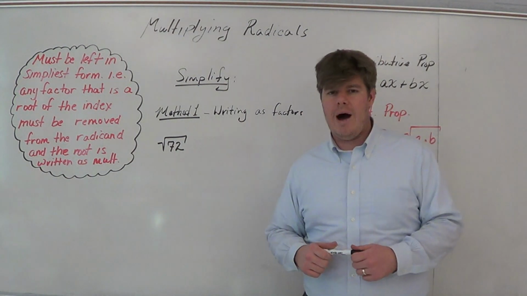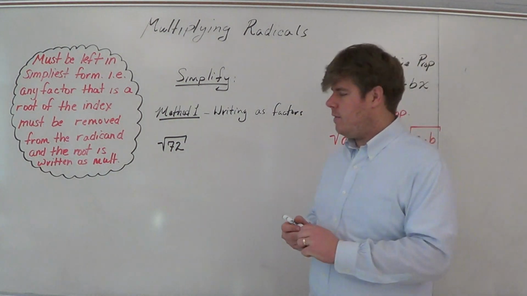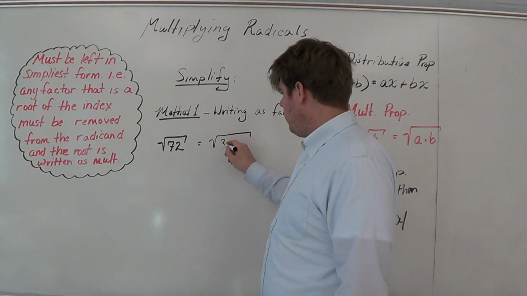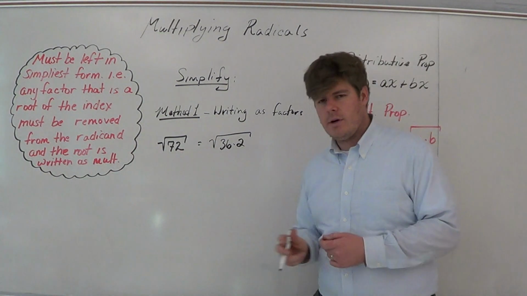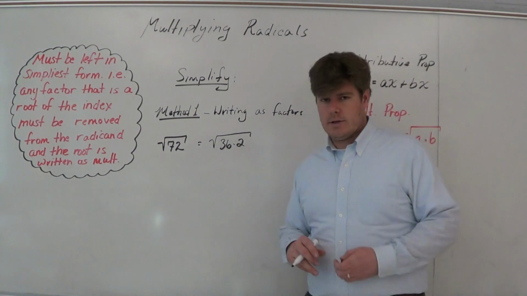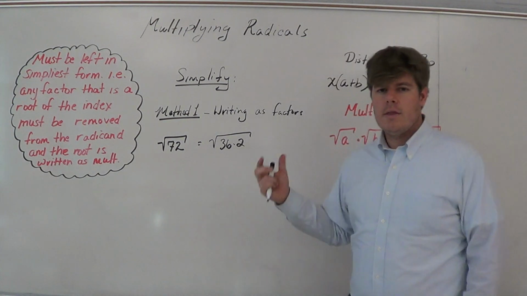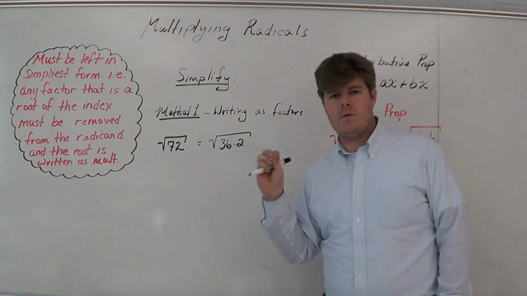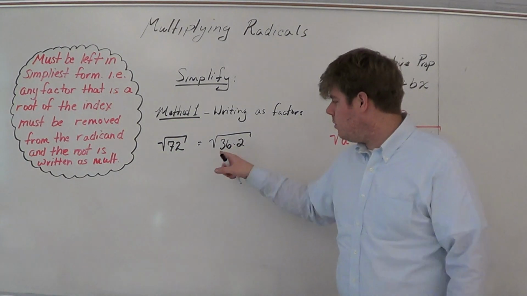Well, 72 I know is 36 times 2. So I'm going to rewrite this. So this is going to be equivalent to the square root of 36 times 2. Now notice I haven't changed the value underneath the radicand. All I've done essentially here is written it as two factors. And the factors of 72 I have here currently are 36 and 2. Well, the nice thing about this is that 36 is, in fact, a square number. So therefore, what I'm going to do here is take the square root of this.